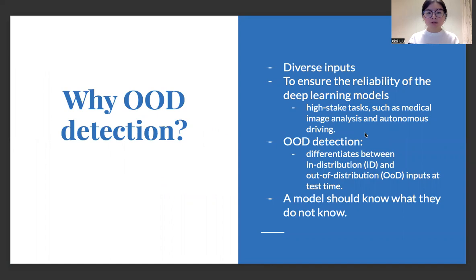Usually when we deploy deep learning-based models into the real world, the input images could be diverse, meaning they can be different from our training images. Therefore, to ensure the reliability of deep learning-based models, in particular for high-stake tasks such as medical image analysis or autonomous driving, deep learning-based models are expected to differentiate in-distribution samples and out-of-distribution samples. Basically, a model should know what it doesn't know.